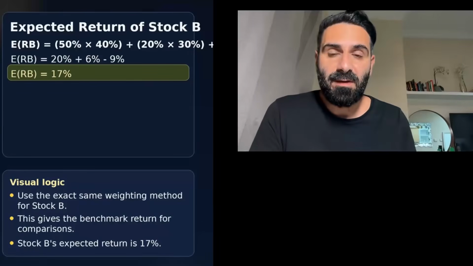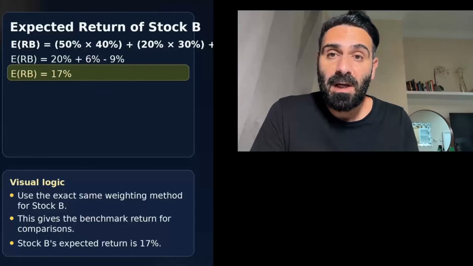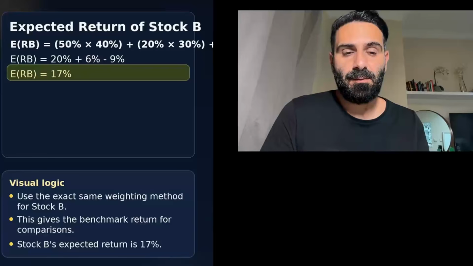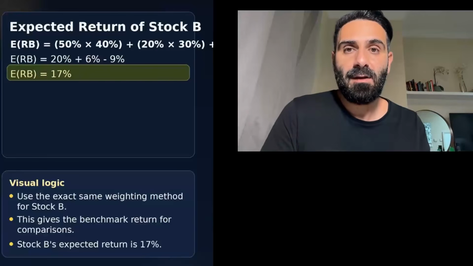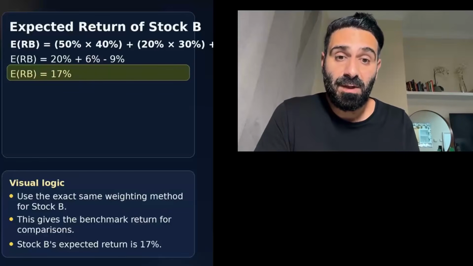Now you will do the same thing for stock B: 50% multiplied by 40%, plus 20% multiplied by 30%, plus the last return for stock B, minus 30%, multiplied by 30% as well. So you will do this and you will get 17%. This is the mean of the returns for stock B. So now you have two means.